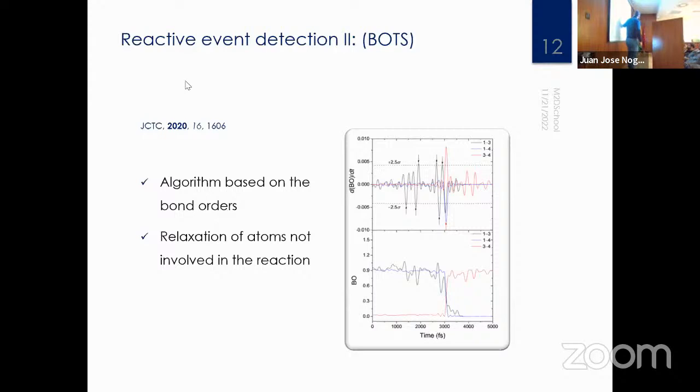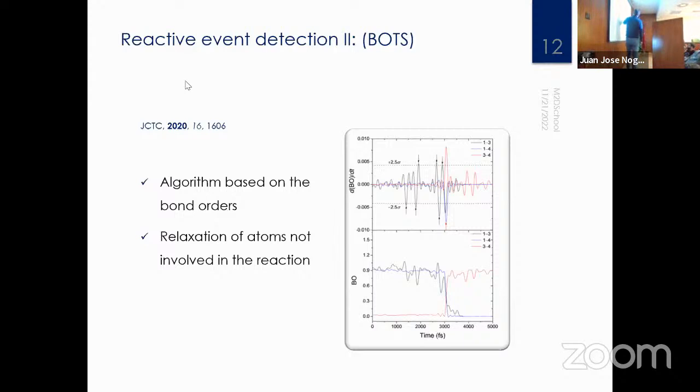Because look, this bond order goes from 1 to 0, and this one from 0 to 1, and so forth. So the reaction takes place here, at 3.1 picoseconds. It is very useful to plot the derivative as well, because the peaks in the derivative correspond to the reaction, to a sudden change in the bond orders.